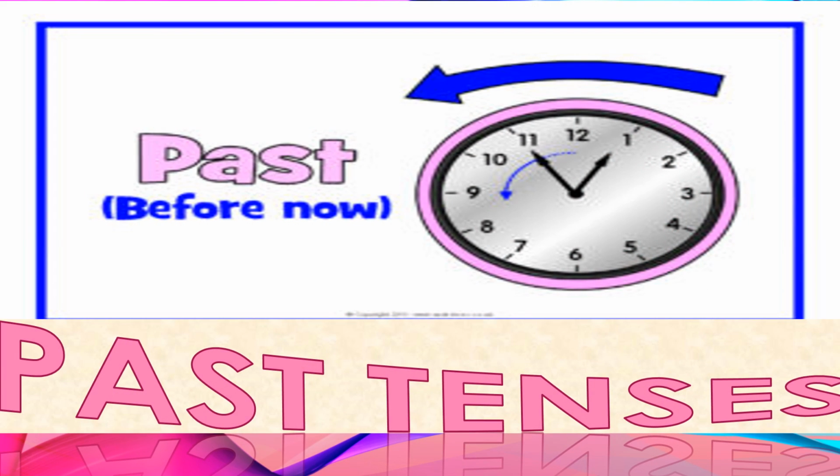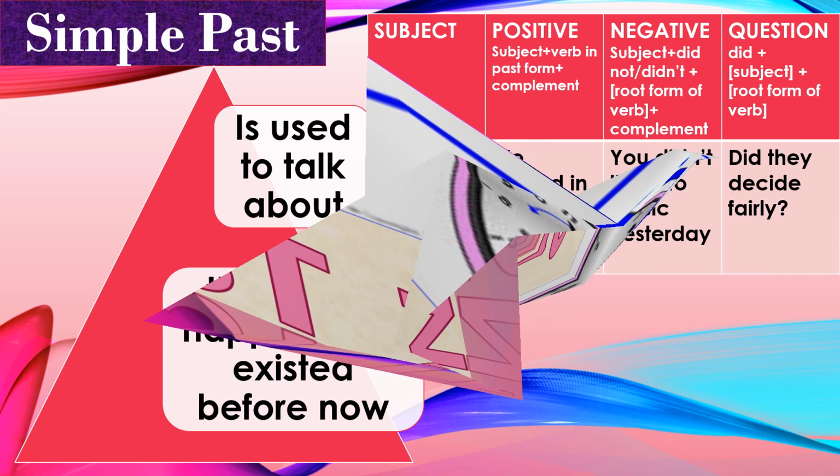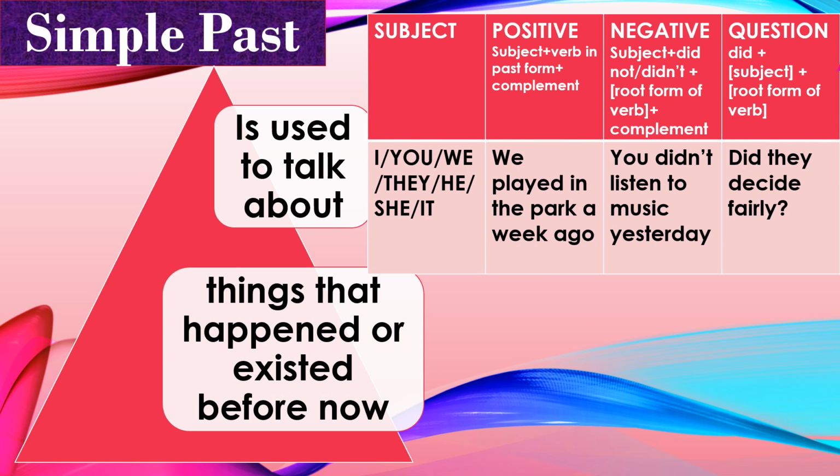Now I'll talk about past tenses. First, we have simple past. The simple past is a verb tense that is used to talk about things that happened or existed before now. For example, I won the silver medal. The simple past tense shows that we are talking about something that has already happened.